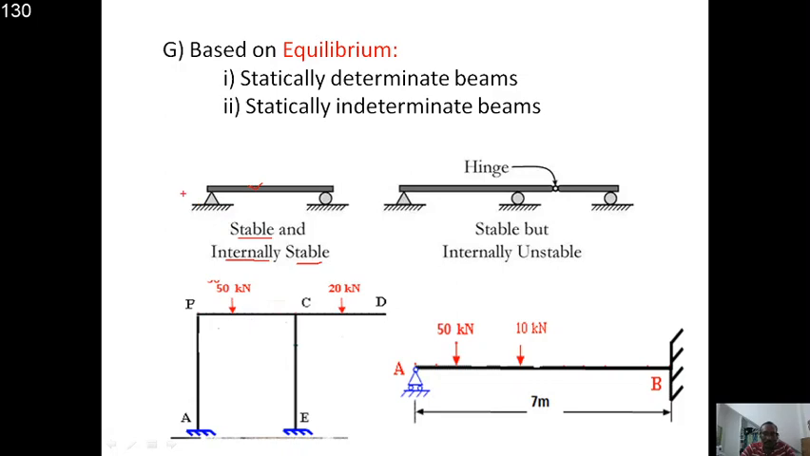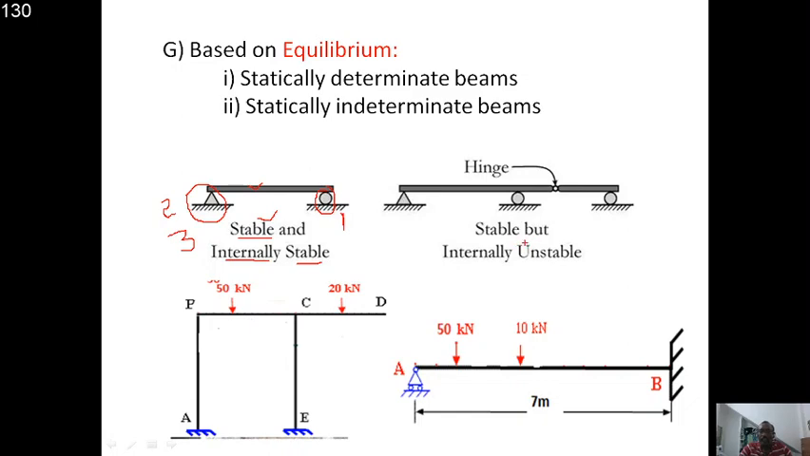The number of reaction components for this hinge is 2. We require two reactions, as we have seen in the table also, and for the roller support we have 1. So what does it mean? Total 3. What is the number of equations available for equilibrium conditions? 3. Therefore 3 is equal to 3, hence it is stable. 3 unknowns, and you are going to solve the 3 with the help of the 3 equations. Therefore 3 unknowns can be solved by 3 equations, and it is stable.